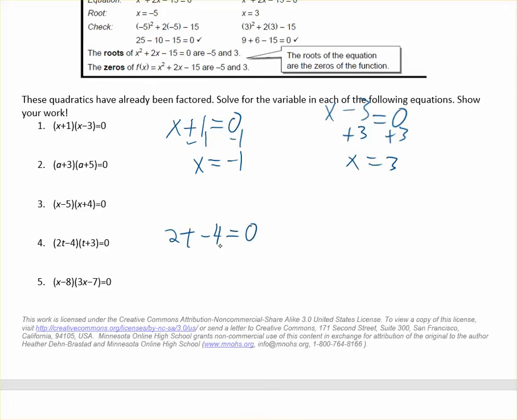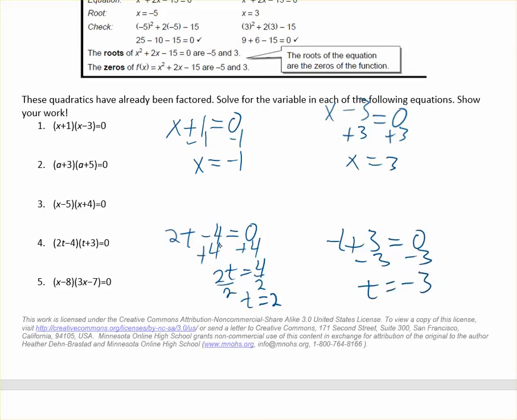Sometimes you'll get fractions for answers, and that's fine too. So in this one, you would add 4 to both sides to begin, but that's not the answer because we want t. So we would still have to then divide both sides by 2 to get our answer of t equals 2. And don't forget to finish solving the other one, set this one equal to 0 to find the answer. So for each of these, you will get 2 answers for these problems.